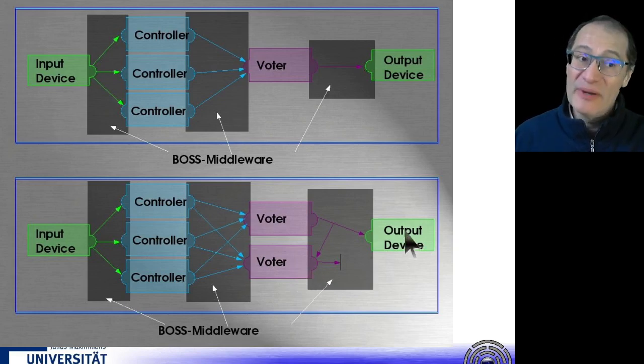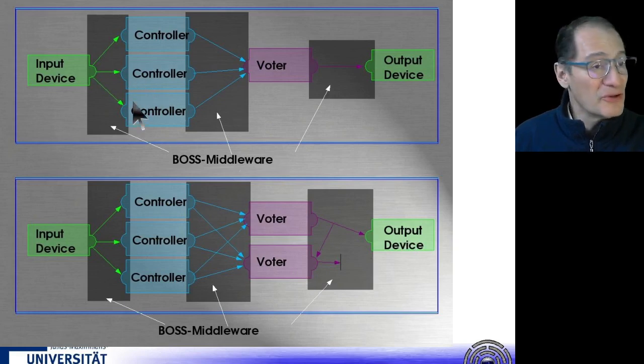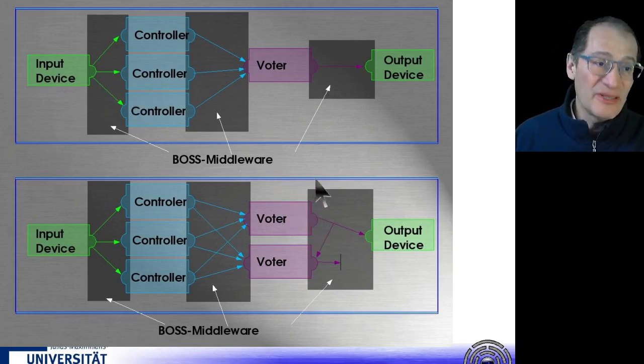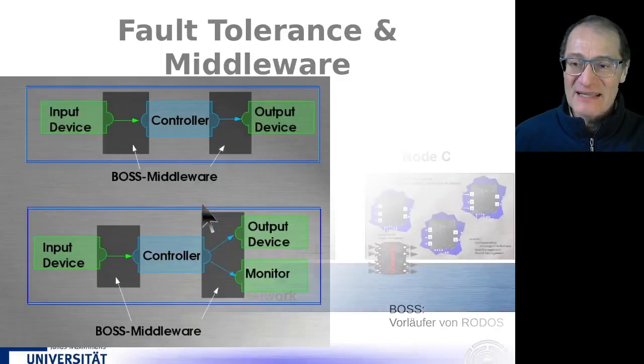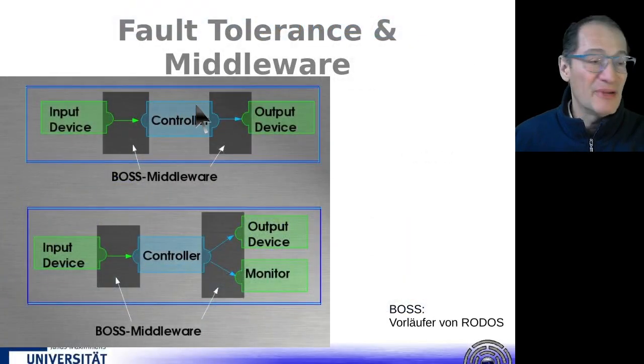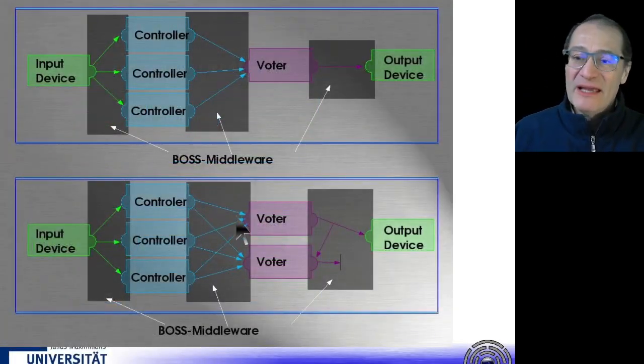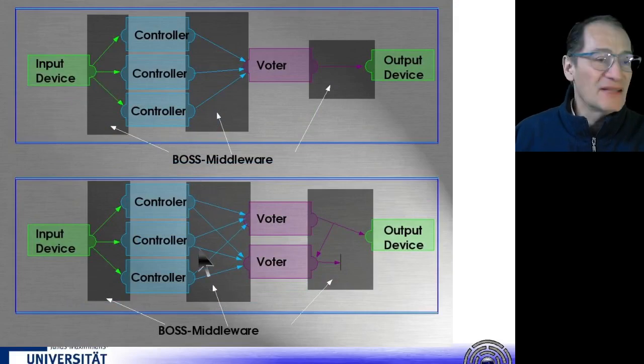So we have implemented fault tolerance on the controller, on the voter, and so on, without having to change a single line of code of these building blocks. They are exactly the same, exactly the same like the very simple application like here. Okay, and now let's take a look here inside of the middleware.